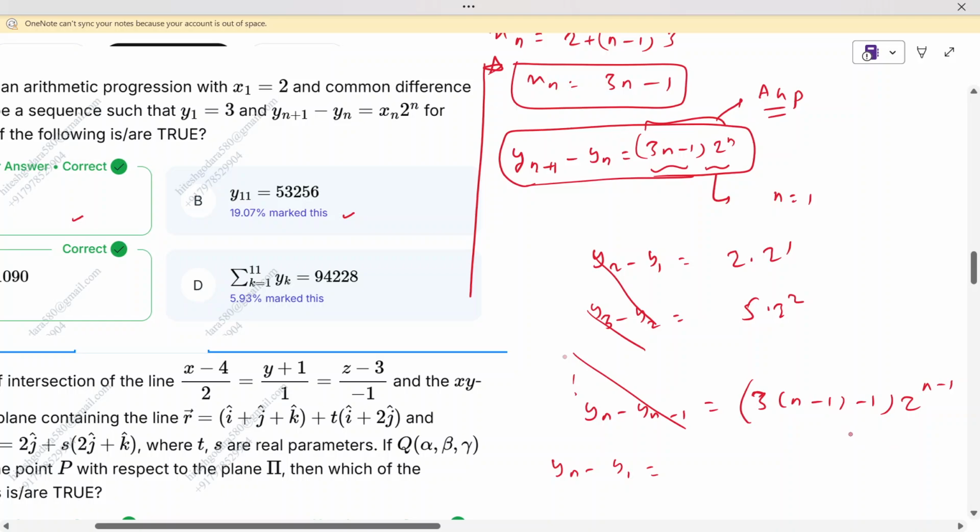I just replace n with n minus 1, no? Because I write the y minus 1. So 3n minus 1 minus 1.